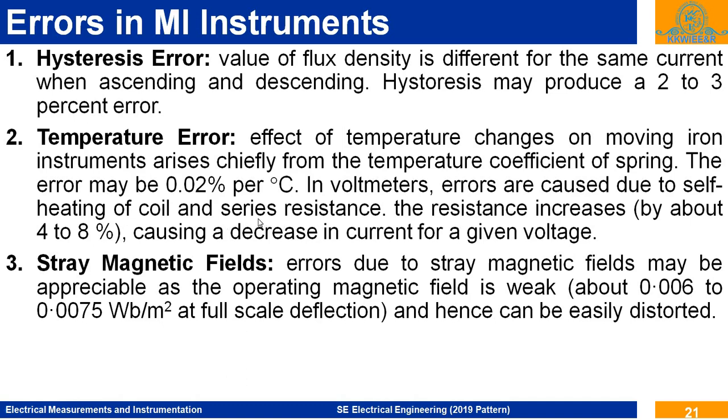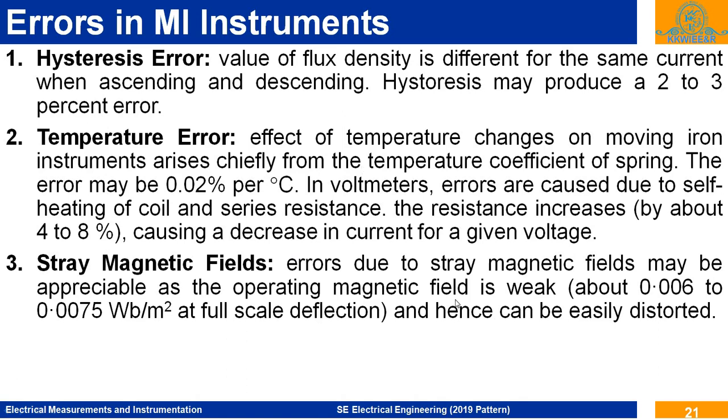Because of this self-heating of the coil and the series resistance, the resistance increases by about 4 to 8%, and with this there is a change in the current. With this change in the current, the magnetic field will change, and this will affect the deflection of the measured voltage. In this way the temperature errors are generated. Then, stray magnetic field.